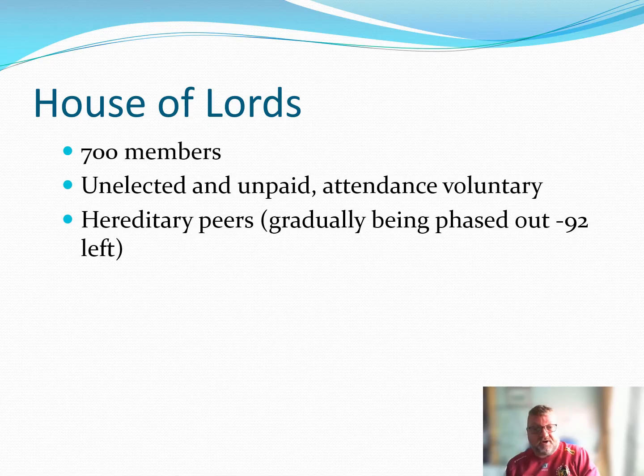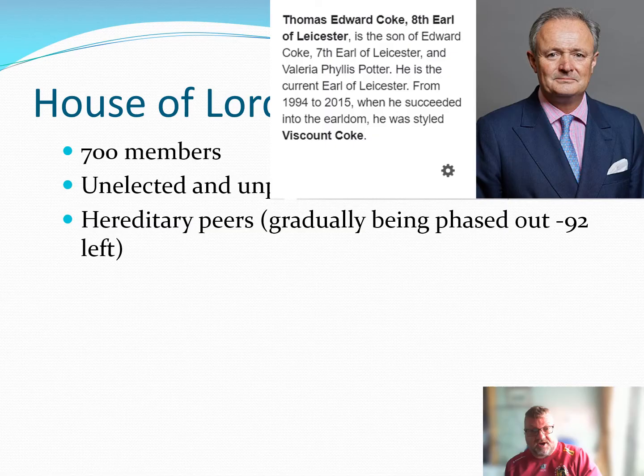And it's made up of hereditary peers. Now, hereditary peers are people like this guy, Thomas Edward Coke, the 8th Earl of Leicester. And basically, he is in the House of Lords purely because he was born into the aristocracy. So he is Viscount Coke, and he sits in the House of Lords. Now, these hereditary peers are gradually being phased out, because lots of people think, well, why, just because you're born into the nobility, should you have a right to sit in the House of Lords?